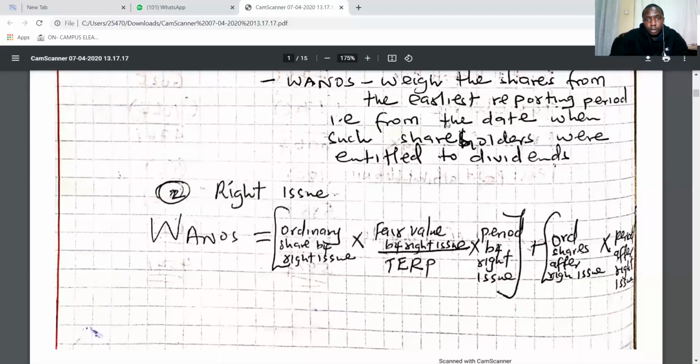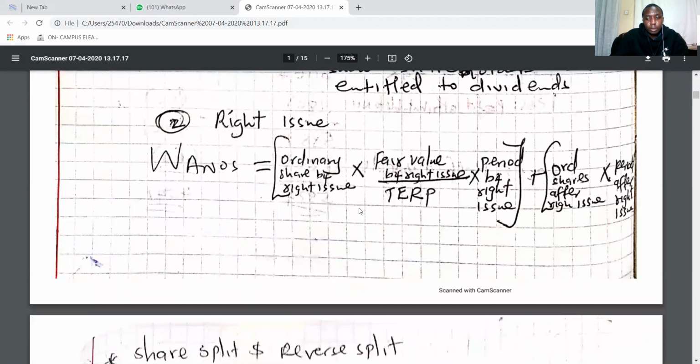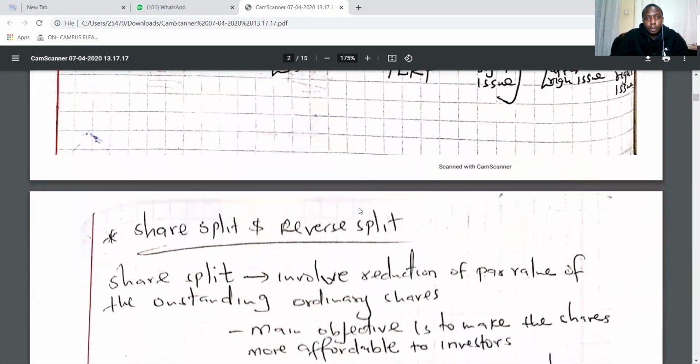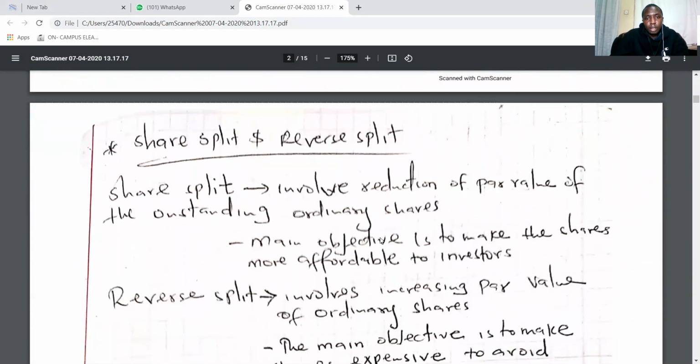So I've said that this aspect of right issue, I think I've mentioned it. That is another thing you need to know how to deal with. That one is okay. Then share split. So to start with, let us check a question of 2013 December.